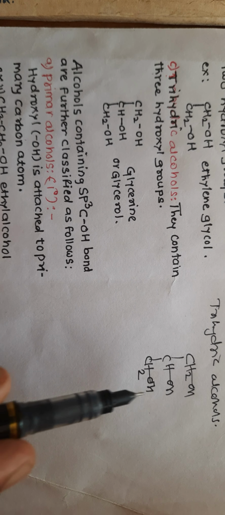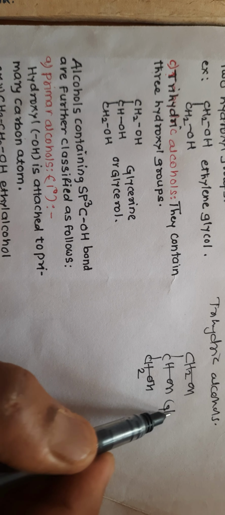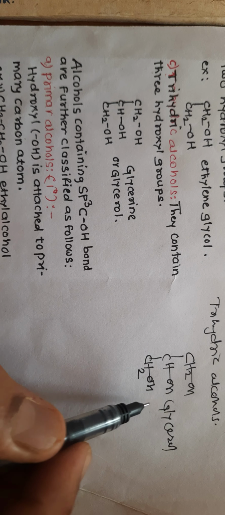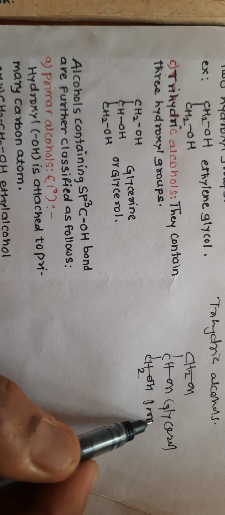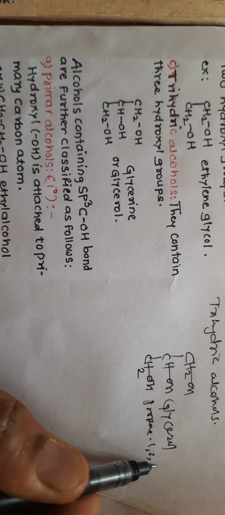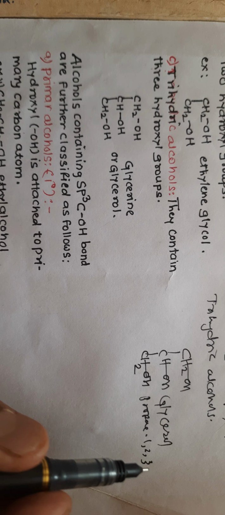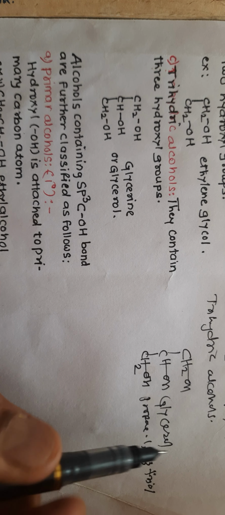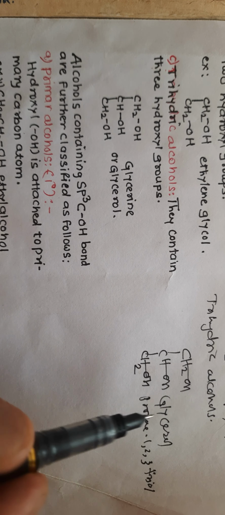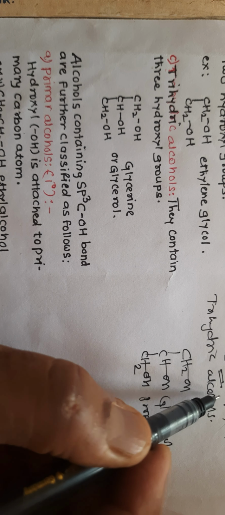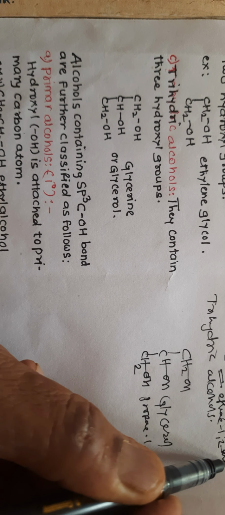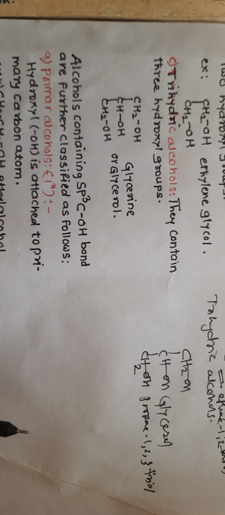The name of this compound is glycerol, or glycerin, or propane-1,2,3-triol. Ethylene glycol is also known as ethane-1,2-diol.